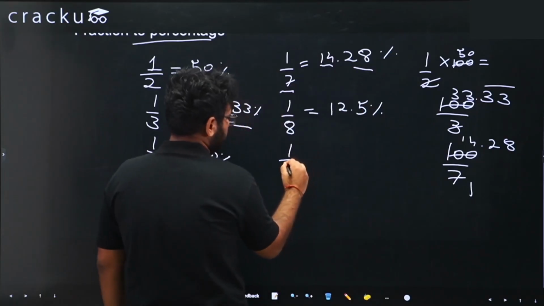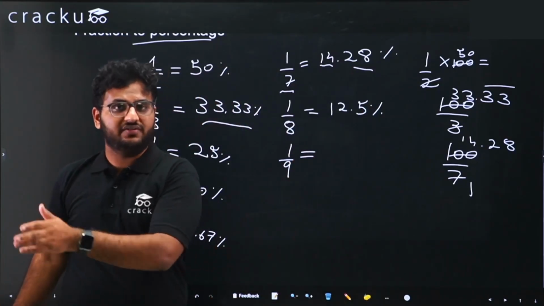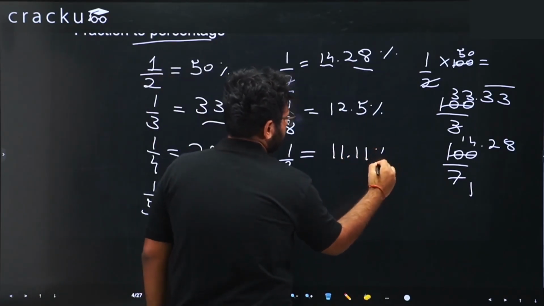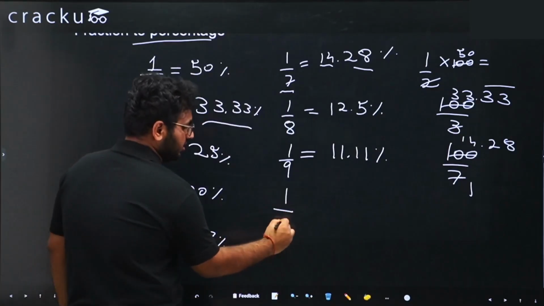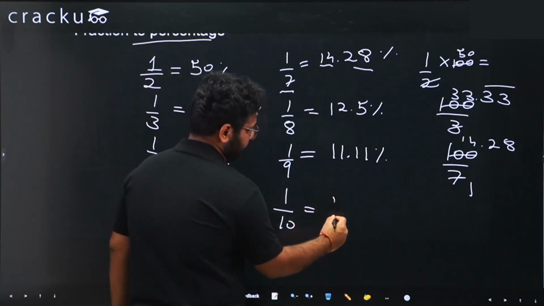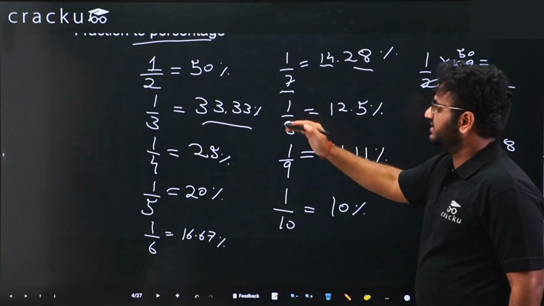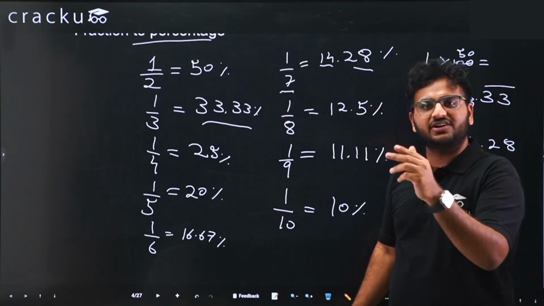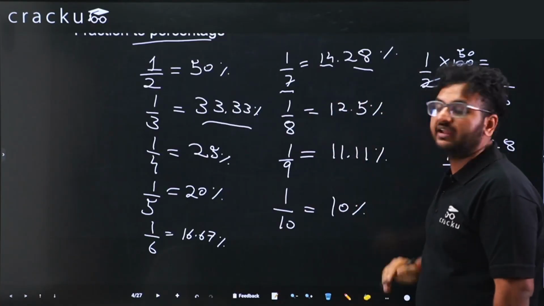Now 1 by 9. So 100 by 9 is what? 11.1111%. Then 1 by 10. 1 by 10 would be what? It's easy. 1 by 10 into 100 is 100 by 10, which is equal to 10%. So these are almost all the fractions except for one. One is what? 1 by 1 is 100%. Whereas 1 by 1 into 100 is 100%. So all the fractions from 1 to 1 by 10.